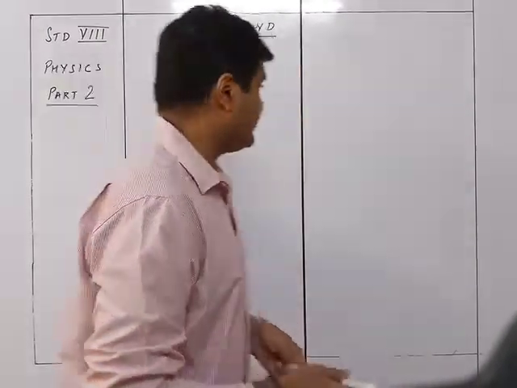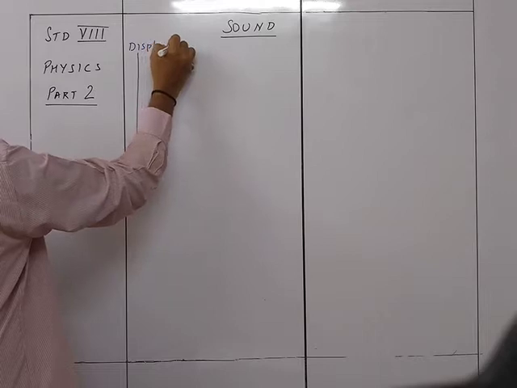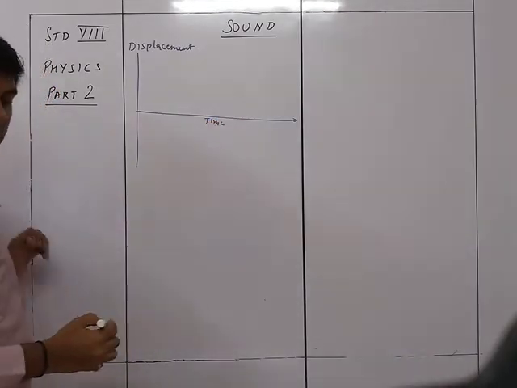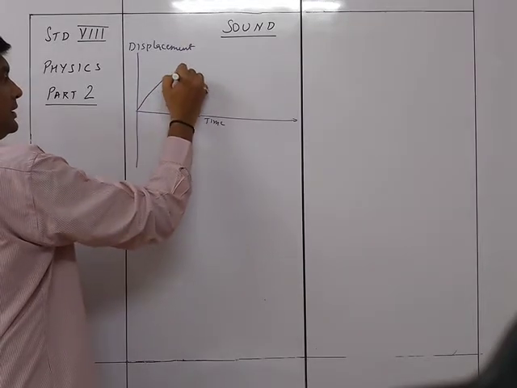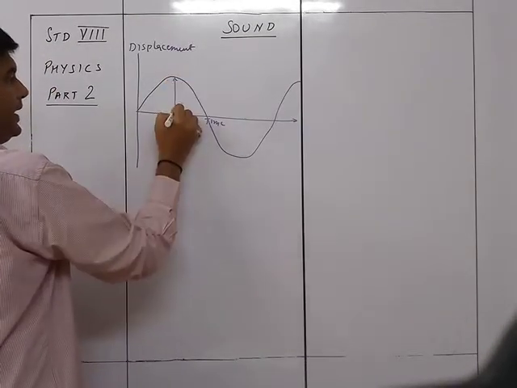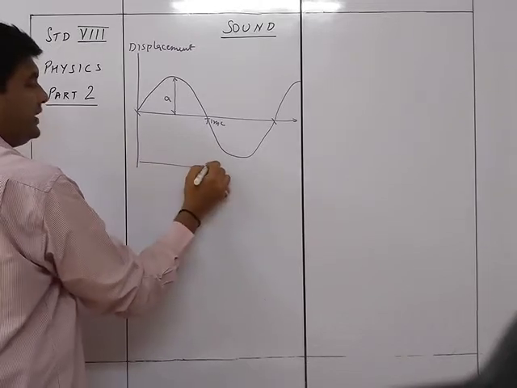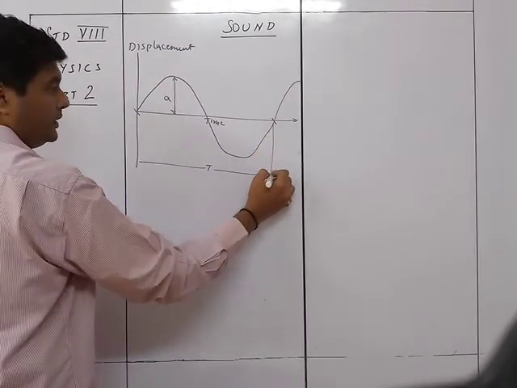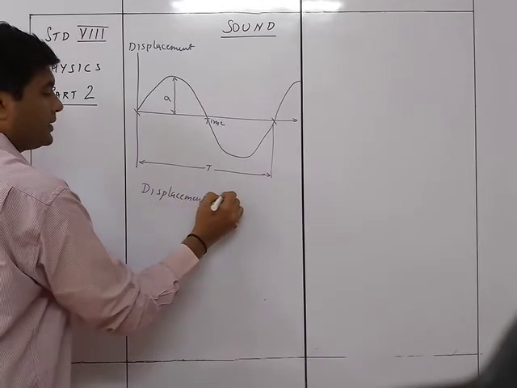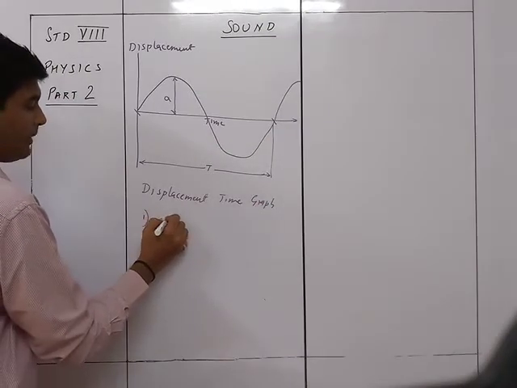In the displacement time graph, you always have the y-axis as the displacement, and over here is the time. The particles are going to move like this, where this becomes the amplitude, and from here to here is the time taken, t. So this is nothing but the displacement time graph. Now the displacement time graph shows you, first thing, the amplitude.